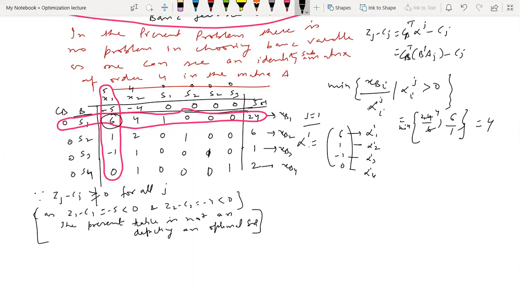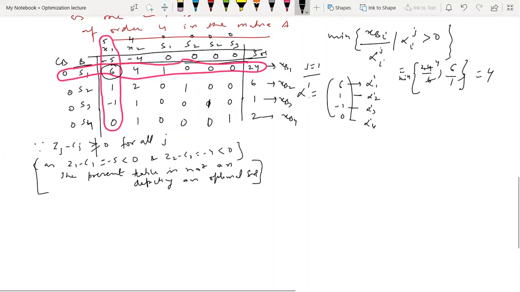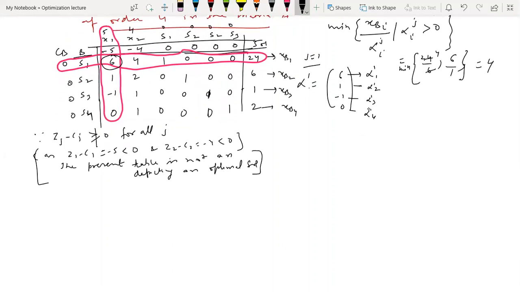So I have to do the row operation. Okay, so what are my row operations here? Okay, so now I understand my next basis.